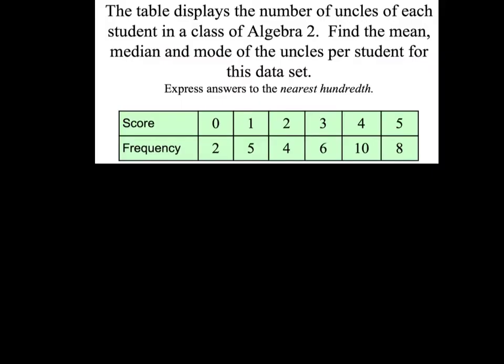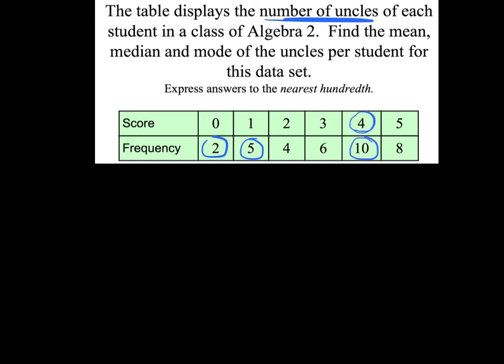All right, our next example, again, we got a set of data. We asked the students in the class the number of uncles that they had. Kind of an interesting, weird question. But anyway, there were 2 different students who said they've got 0 uncles. There were 5 different students who said they had 1. There were 10 different students who had 4 uncles, okay?